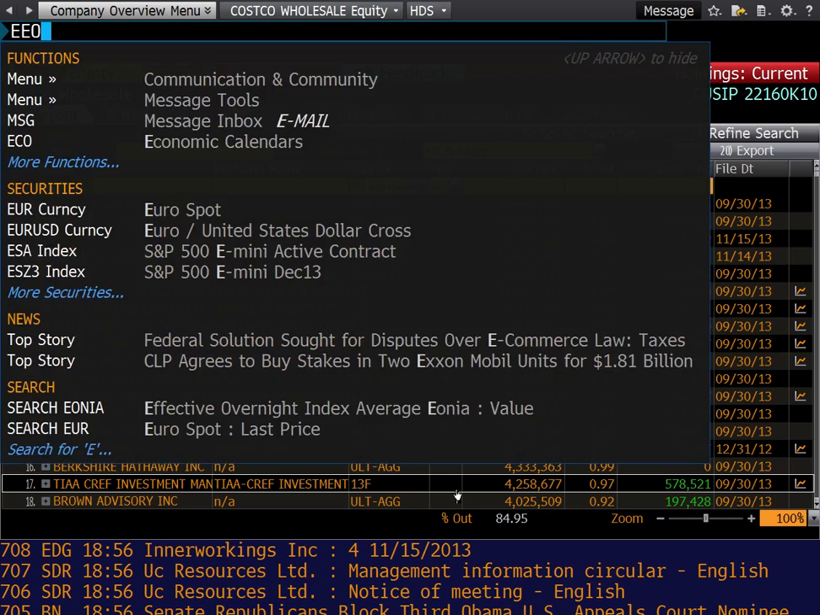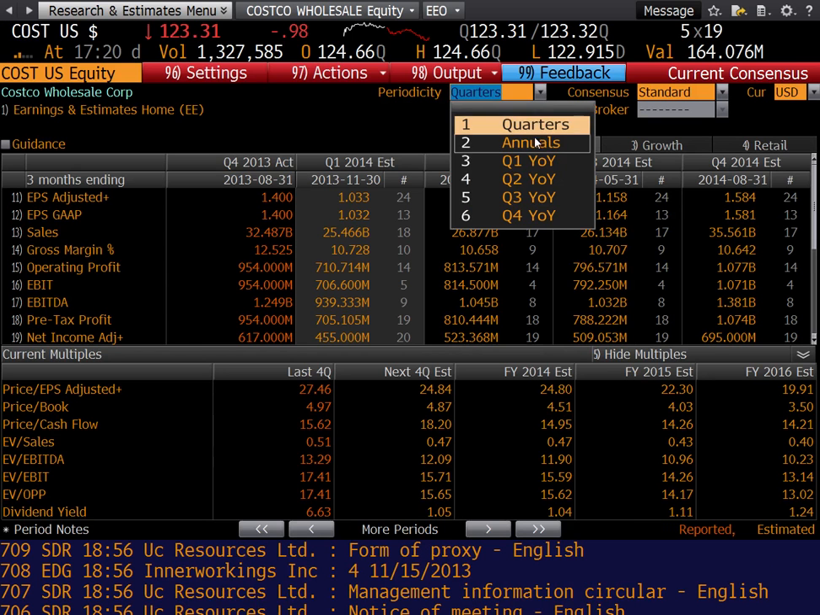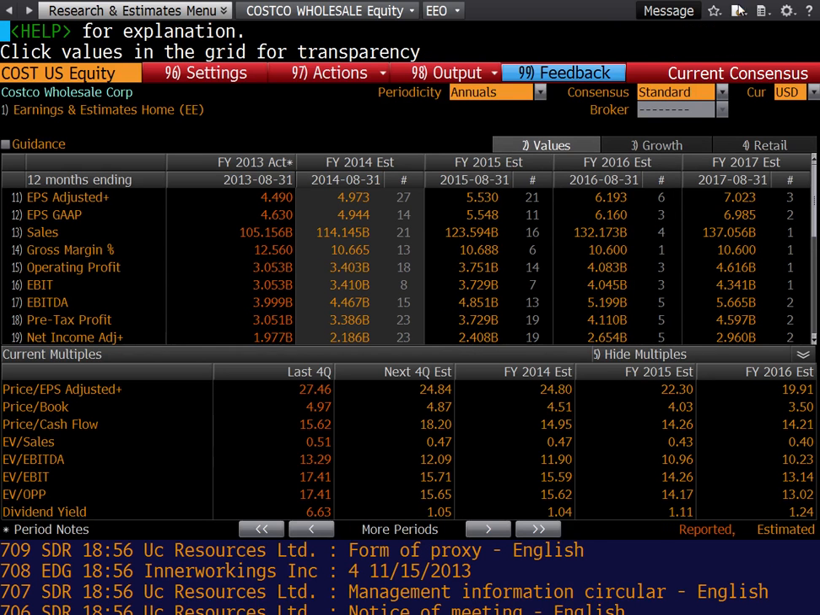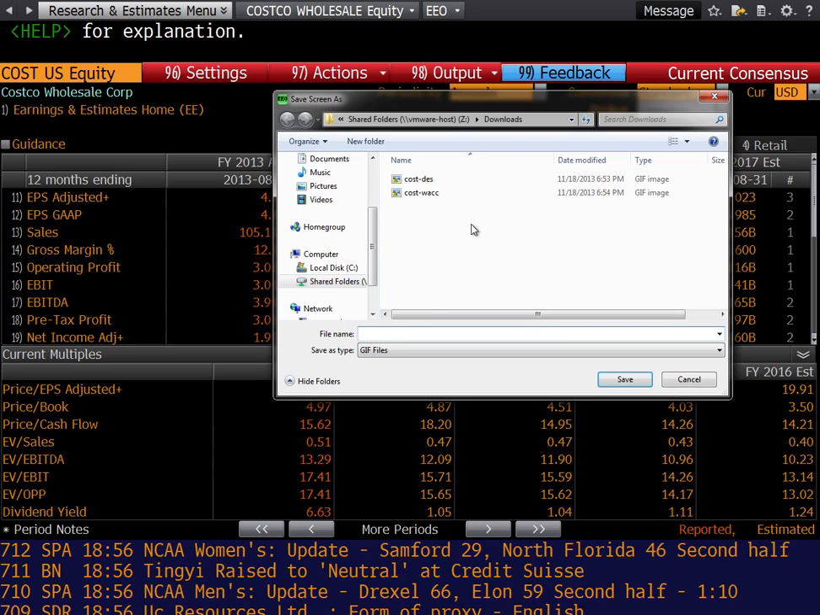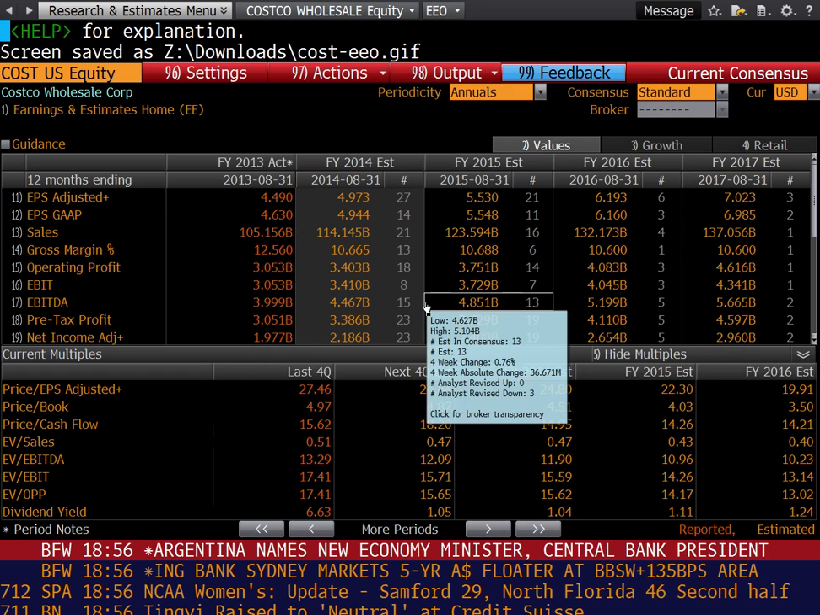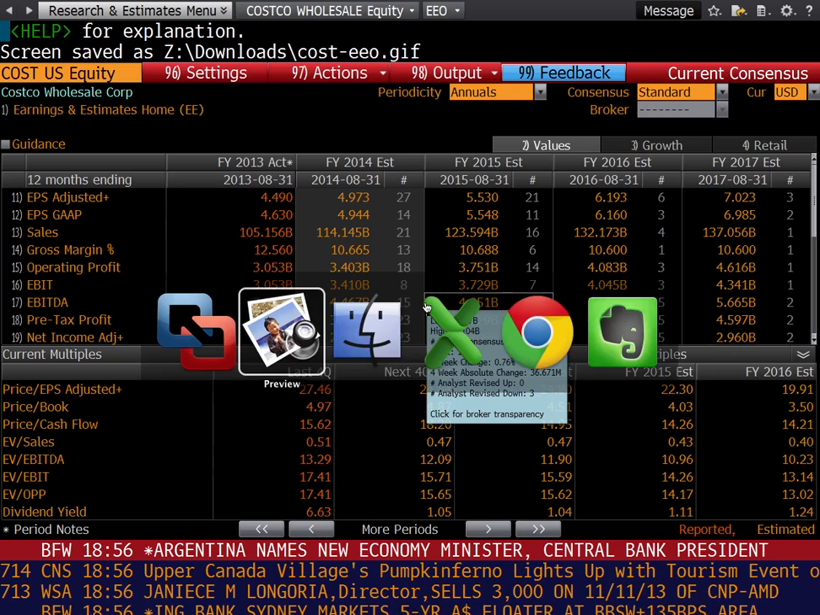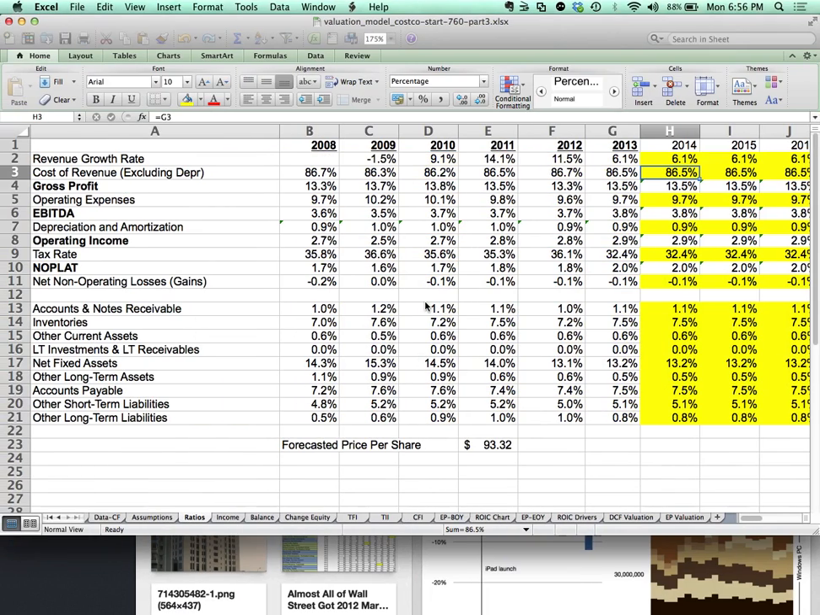Again, back to the earnings estimate overview screen. Make sure we do the annualized data. File, save screen as file, Costco-EEO. Those are the 3 screenshots that we need to do our as-is valuation for the companies that we work on. So I'm going to go back to the Costco file, and I'm going to start putting in this data.